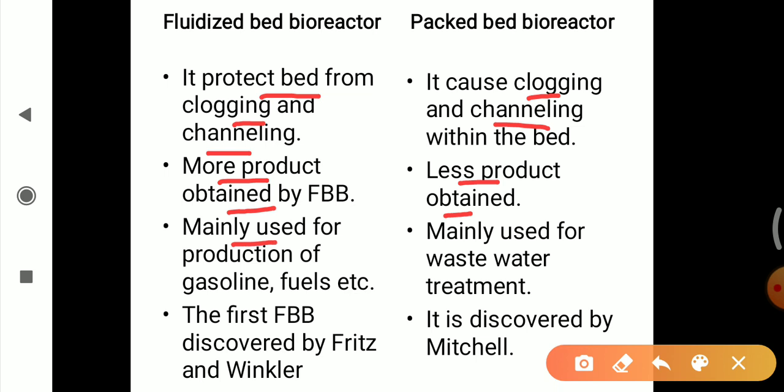The fluidized bed bioreactor is mostly used for the production of gasoline and fuels, whereas the packed bed bioreactor is mostly used for wastewater treatment. The first fluidized bed bioreactor was discovered by Fritz and Winkler, whereas the packed bed bioreactor was discovered by Michel for the production of vinegar.